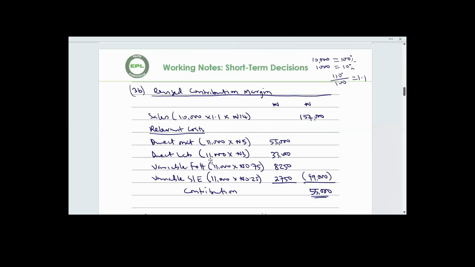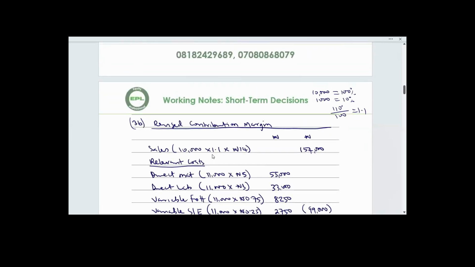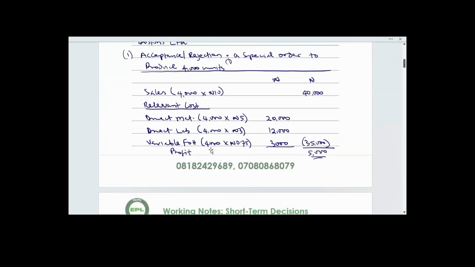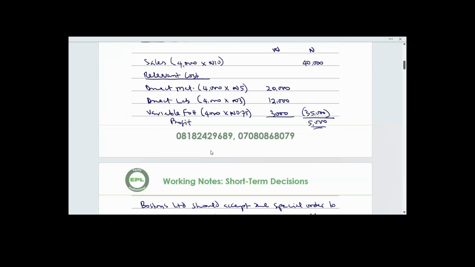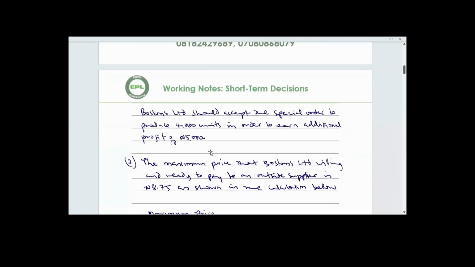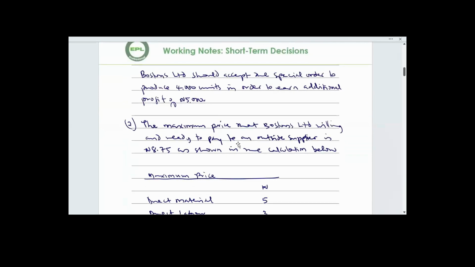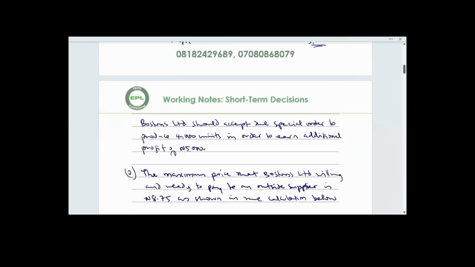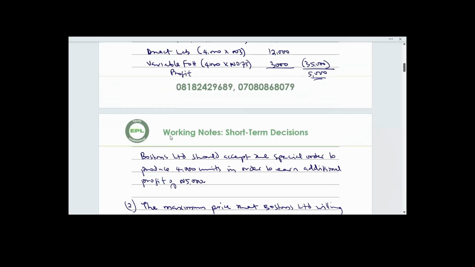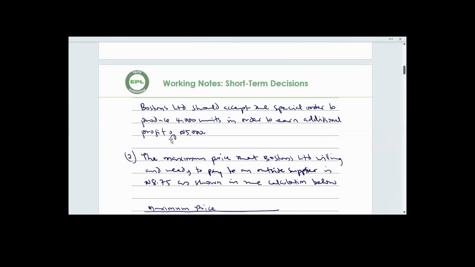Now, remember I told you the other time that in requirement number 1, whether you consider variable selling expenses or you ignore variable selling expenses, you are supposed to state your assumption. So I forgot to put it there. So you have to indicate that. Let's look for somewhere to put it. Let me just manage it somewhere here. Notes.